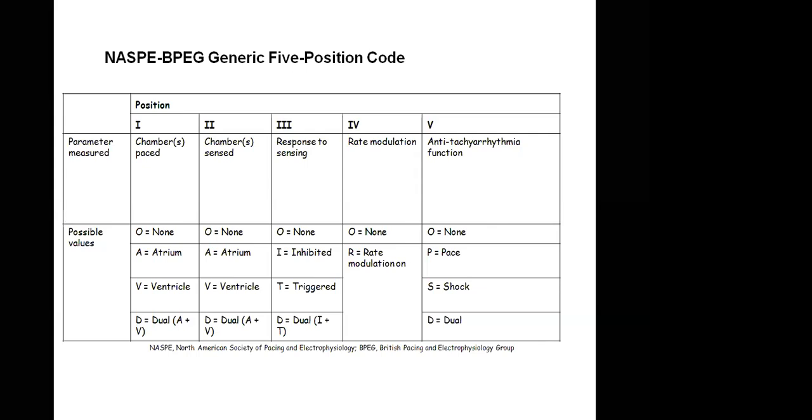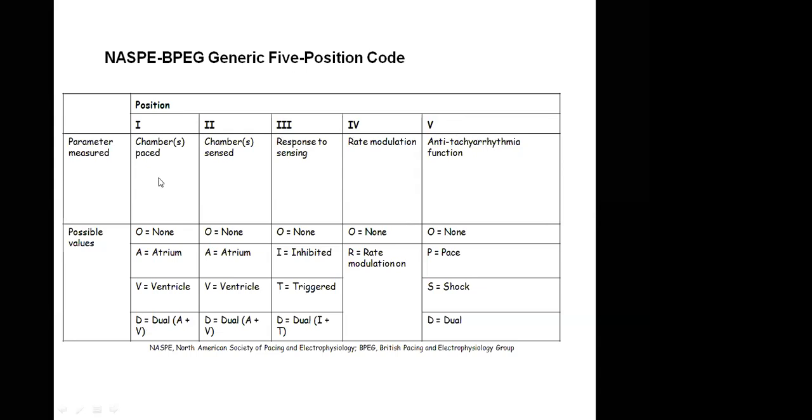So we all know the meaning: the first alphabet is the chamber paced. The second alphabet is the chamber sensed. The third alphabet is the response to sensing. The fourth is rate modulation. And the fifth is for anti-tachycardia pacing, which I've described before. That's the function of an ICD. Okay? That's the function of an ICD.